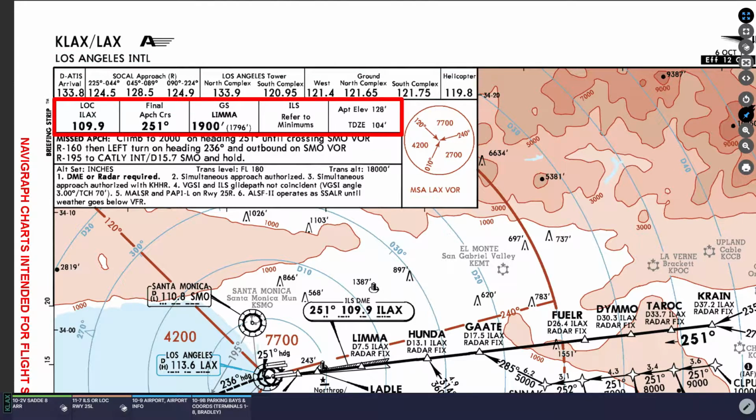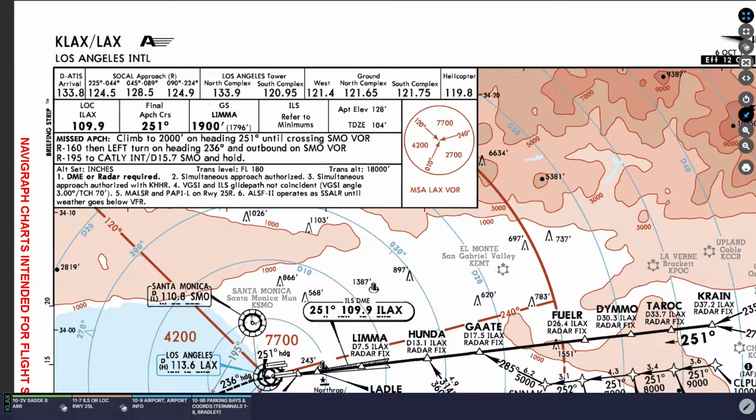Coming down to the row below, we will most definitely be needing all of this information. So starting from the left, we first have our localizer's frequency, which is a navigational frequency we will dial into the radios to be able to capture the localizer for runway 25 left at LA and help us perform an ILS landing. Right next to it, we also have the final approach course for the runway 25 left, in this case 251 degrees, which we will be entering into our course selector knobs on the MCP panel.